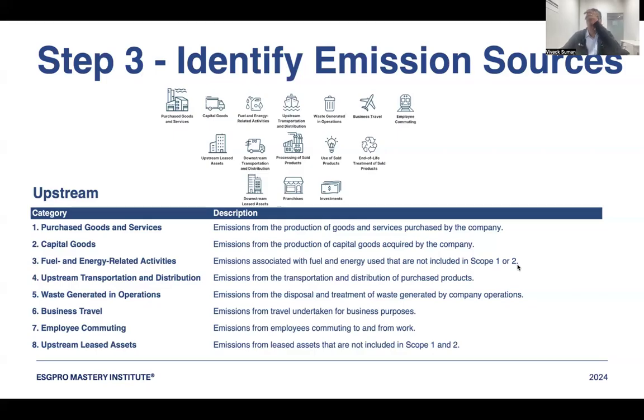Last but not least is upstream leased assets, which can be your distribution warehouse which you are using, or it can be any network leased asset, for example forklifts, etc. If you are leasing those trucks, all that will come here, right? Which is not included in scope 1 and 2.